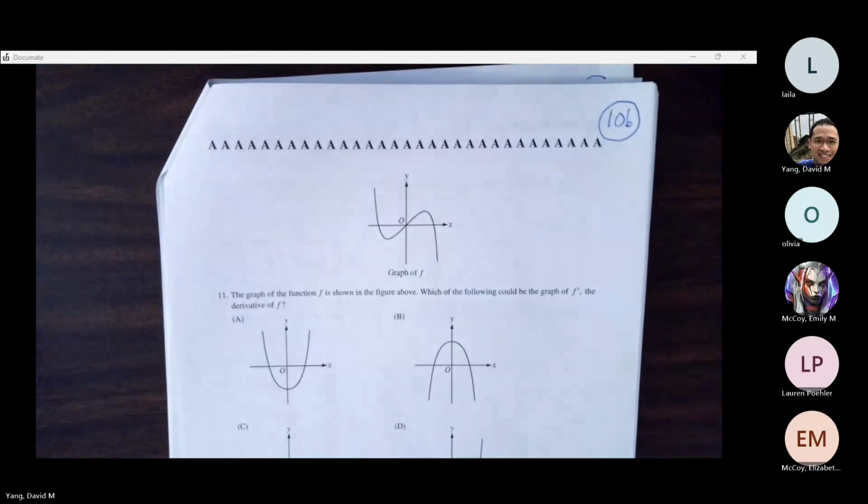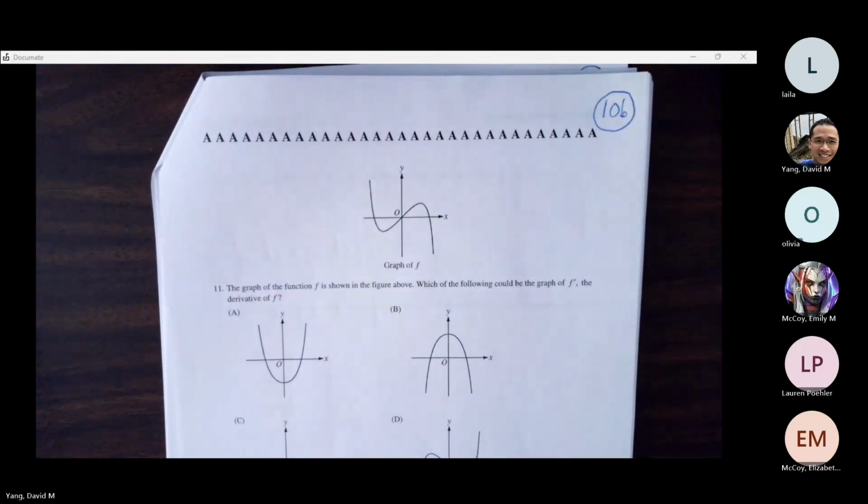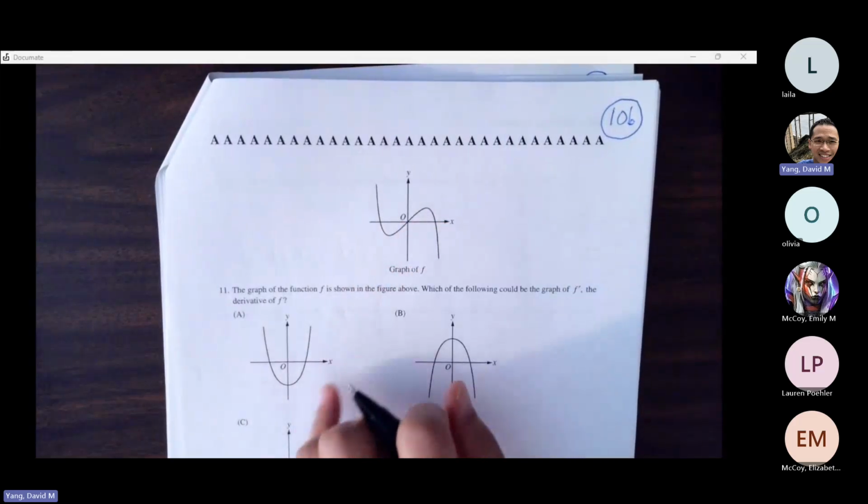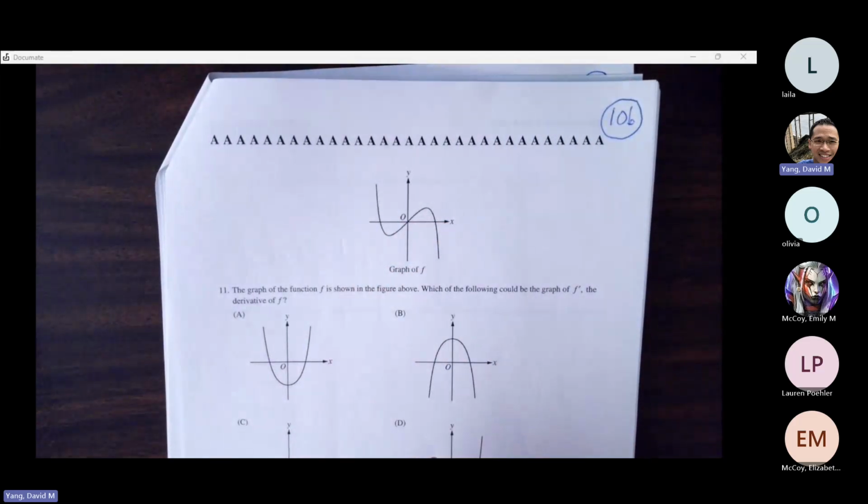Page 10. Number 11, the graph of the function f is shown in the figure above. Which of the following could be the graph of f prime, the derivative of f? So this is the f of x graph, and we're asking about the derivative.